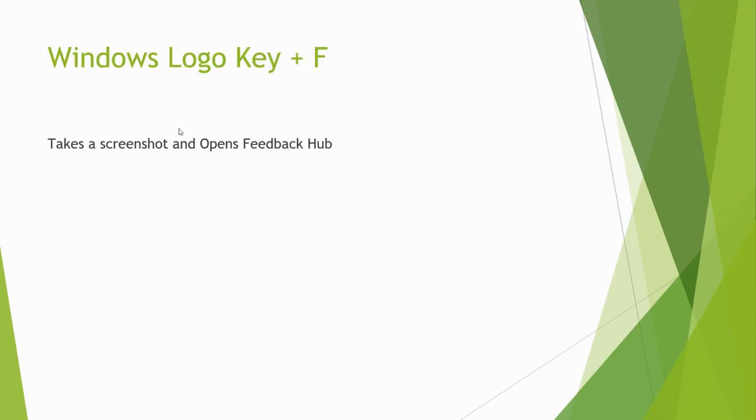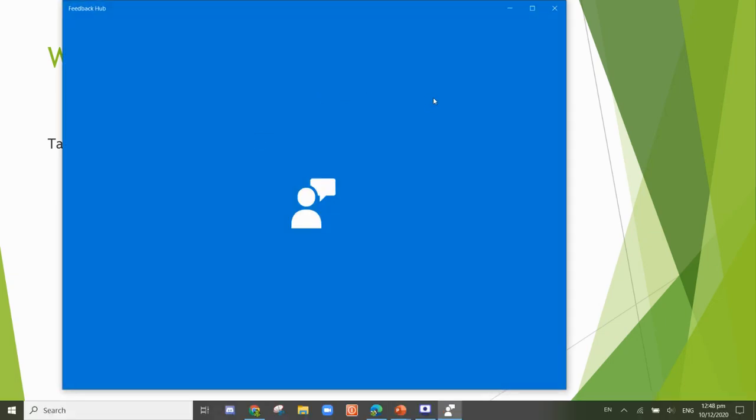Windows logo key plus F. It takes a screenshot of the screen and it opens Feedback Hub. So if I use Windows key plus F, it takes a screenshot and opens it.